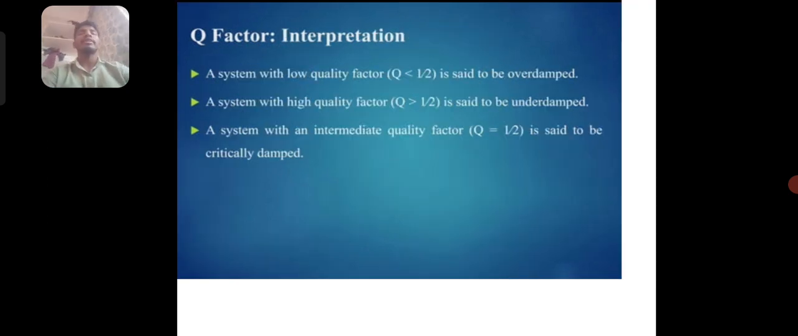And next, Q factor interpretation. A system with a lower quality factor, Q less than 1 by 2, is said to be overdamped. A system with a high quality factor, Q greater than 1 by 2, is said to be underdamped. A system with an intermediate quality factor, Q equal to 1 by 2, is said to be critically damped.